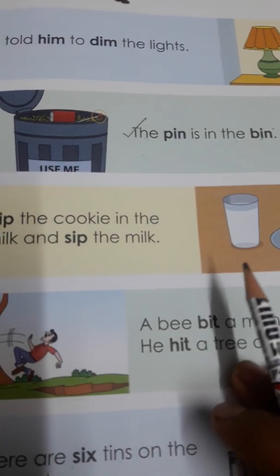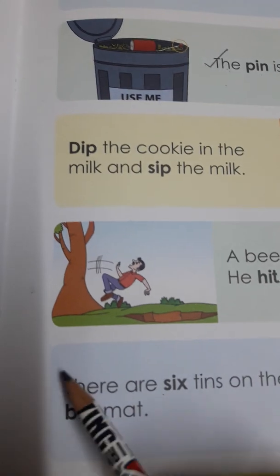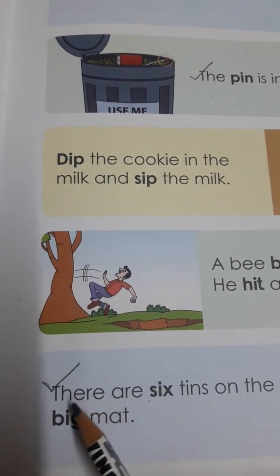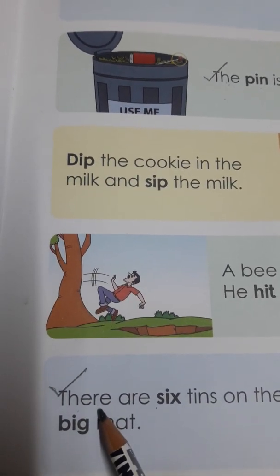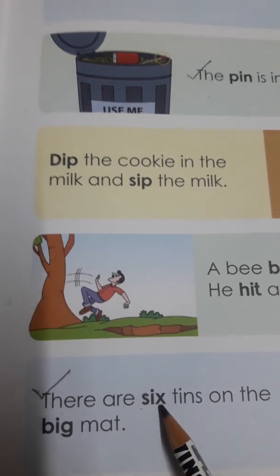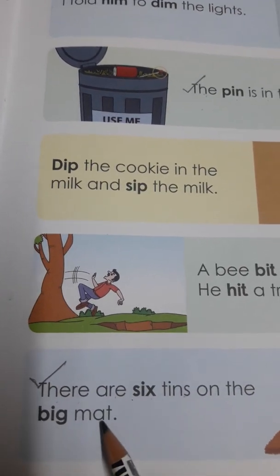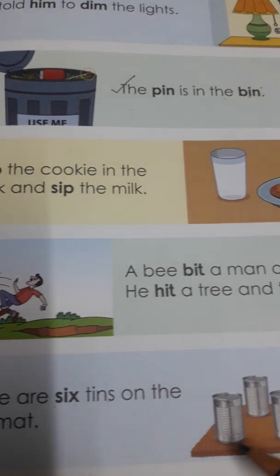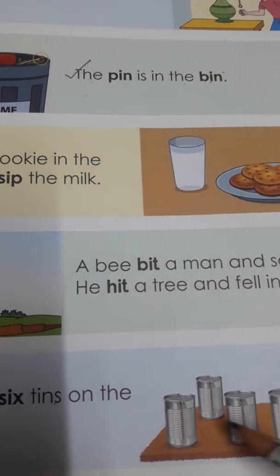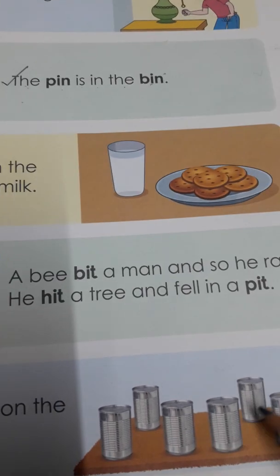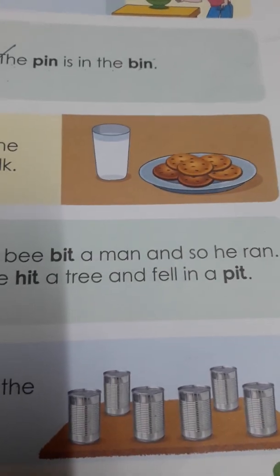And now take up this sentence. There are 6 tins on the big mat. अब देखो on माने मैट के ऊपर कितने टिन्स हैं? 1, 2, 3, 4, 5, 6.